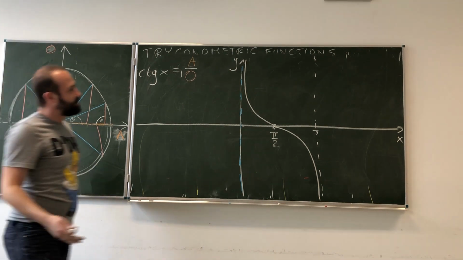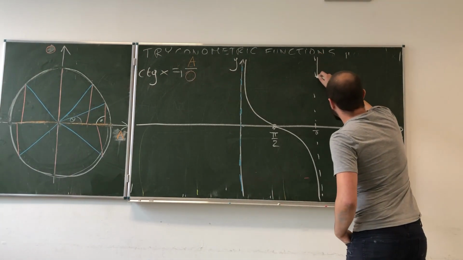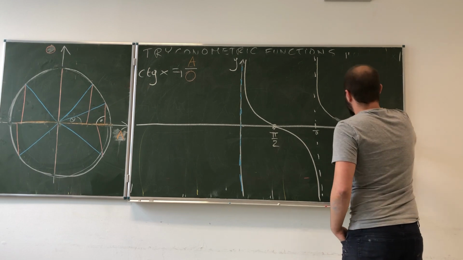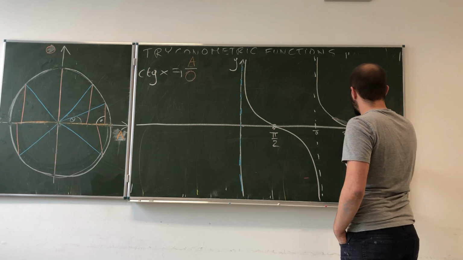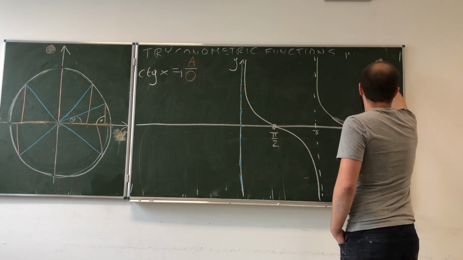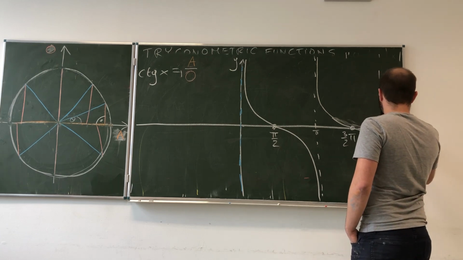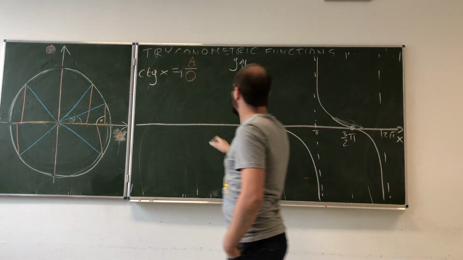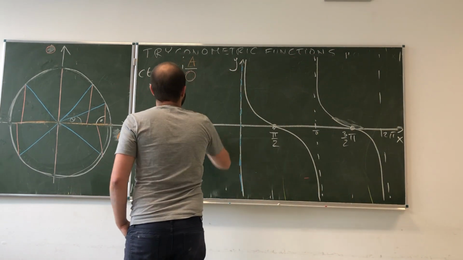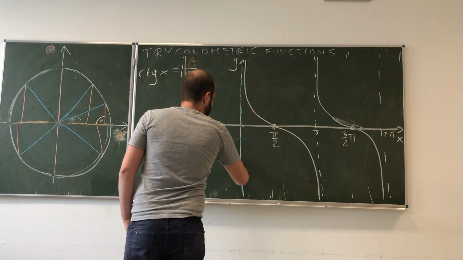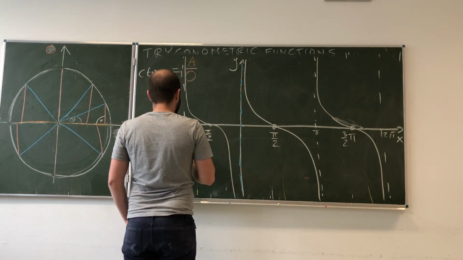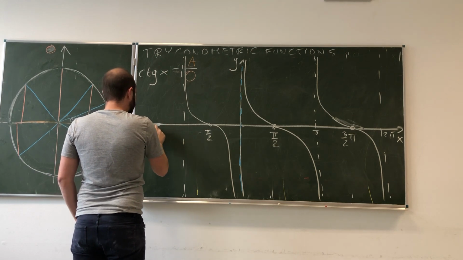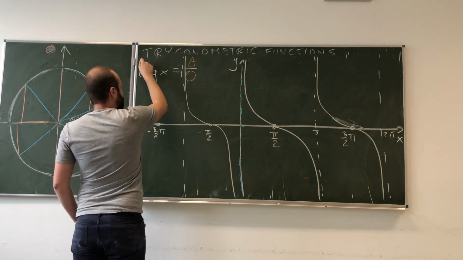And look, as you might expect at this moment, this function is also periodical. So here we will have 3 over 2 pi. Here we will have 2 pi. And we can make the same one over here. Negative pi over 2, negative 3 over 2 pi.